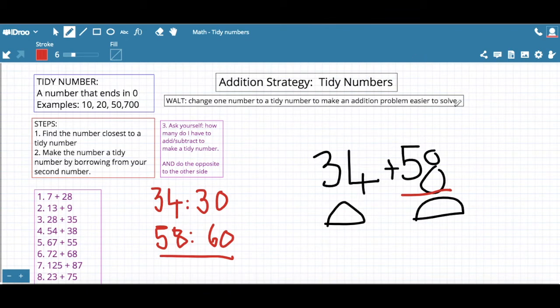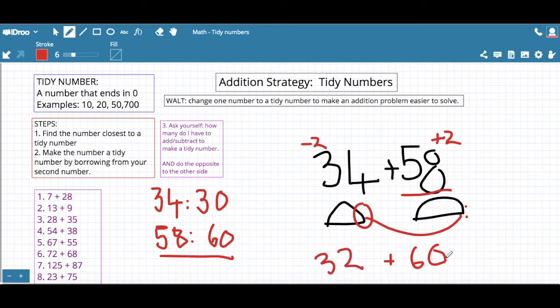Okay, so what you have to do is you have to add 2 to this side. If you're adding 2 to this side, what are you doing to this side? You are doing the opposite. So you are taking away 2, because what you're doing is you're taking 2 and you're giving it to this side to give us our tidy number. So our now tidy number is going to be 60. And 34 take away 2 is 32.